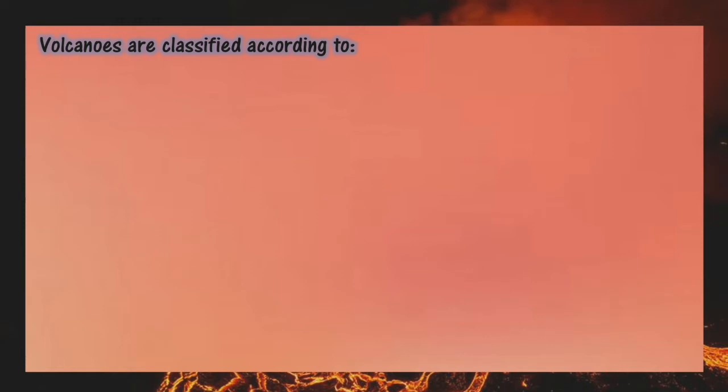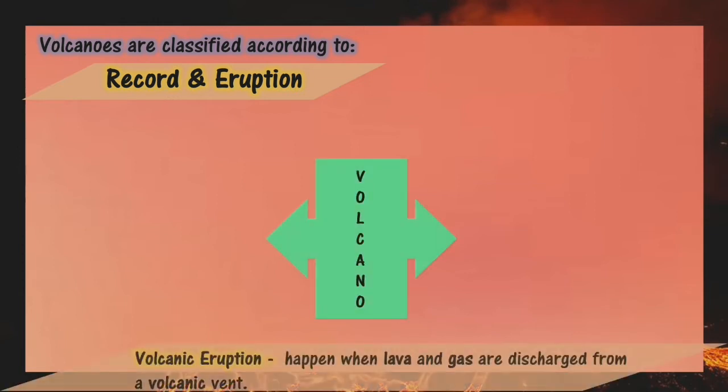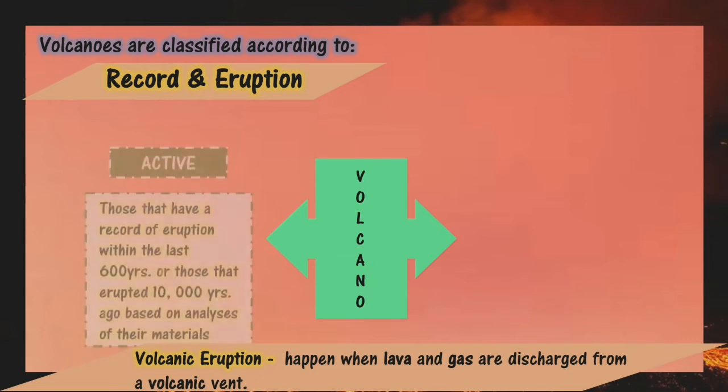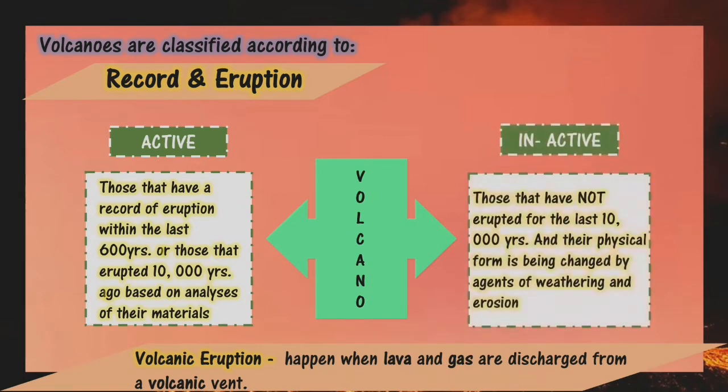Volcanoes are classified according to: the first one is record of eruption. Let us define first what is volcanic eruption. Volcanic eruption happens when lava and gas are discharged from a volcanic vent. Volcanoes may be classified as active or inactive based on the record of eruption.